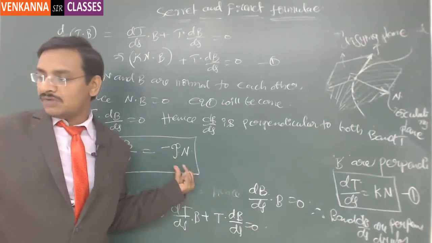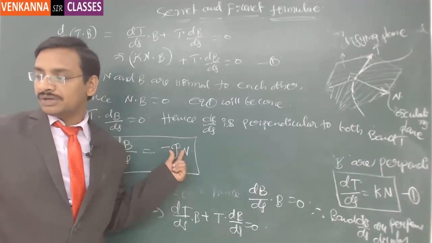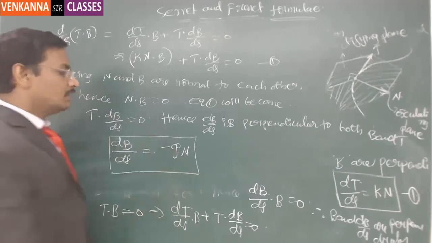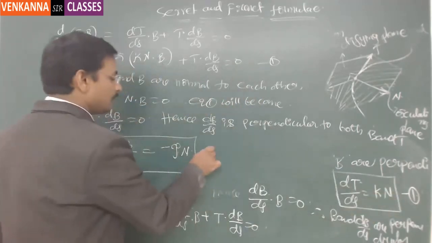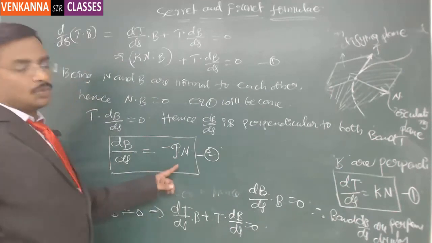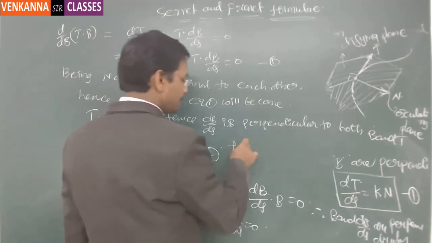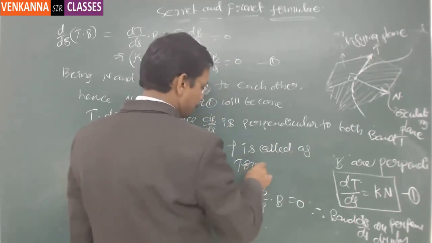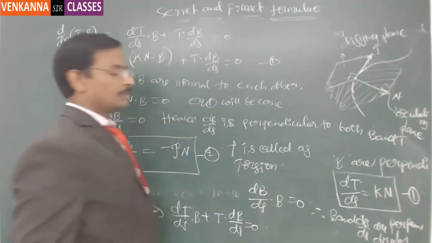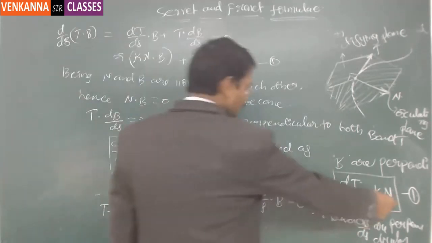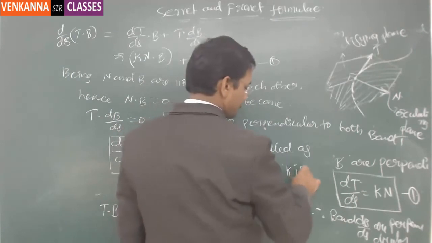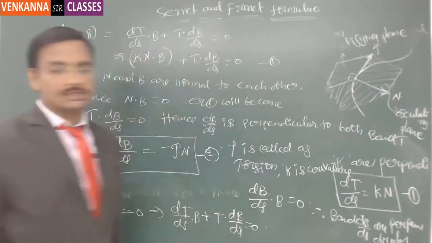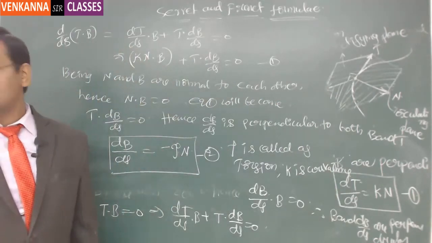So this is the standard convention. In the negative direction of n, we take this as the dB/ds value. That's why it is minus. So this is formula number 1 and this is formula number 2. This tau is called torsion. And here K is called the curvature. So note down till this point.